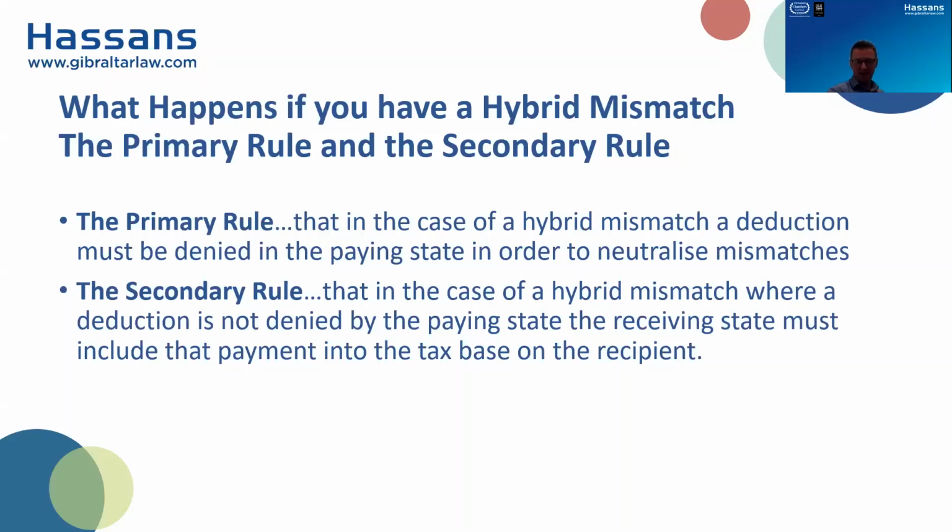Let's say you've identified one. Well, what happens if you have a hybrid mismatch? There's the primary rule and the secondary rule. These are the two requirements on the member states on how to proceed when a hybrid mismatch exists. So the primary rule is that in the case of a hybrid mismatch, a deduction must be denied in the paying state in order to neutralize any mismatch that arises. So the payer gains no benefit from making the payment.